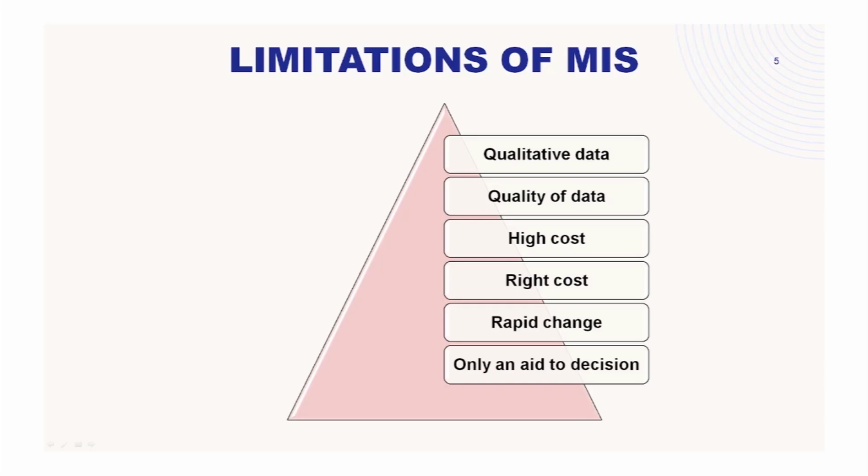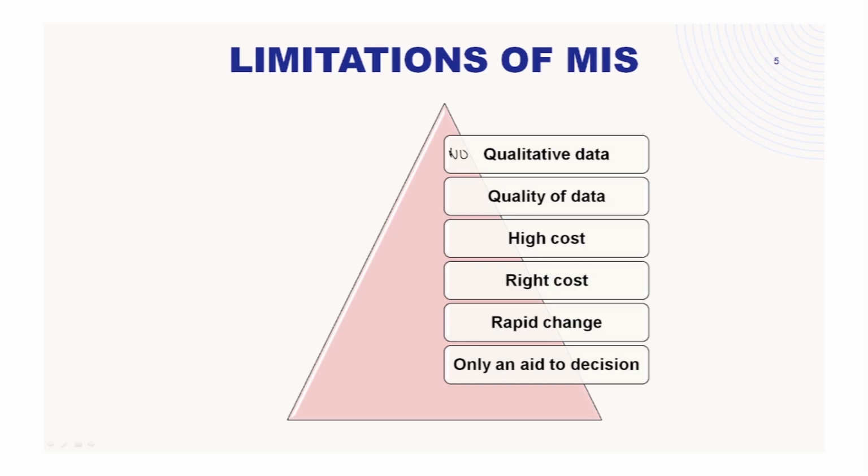This talks about the very first one, qualitative data only, or quantitative data only. There is no qualitative data available in the MIS. Qualitative data is with respect to understanding the behavioral part of the employee. These things are also very important for the purpose of decision making. Sentiment of the consumers, attitude, behavior, these data will not be available to the manager through the MIS. So this is one of the limitations.